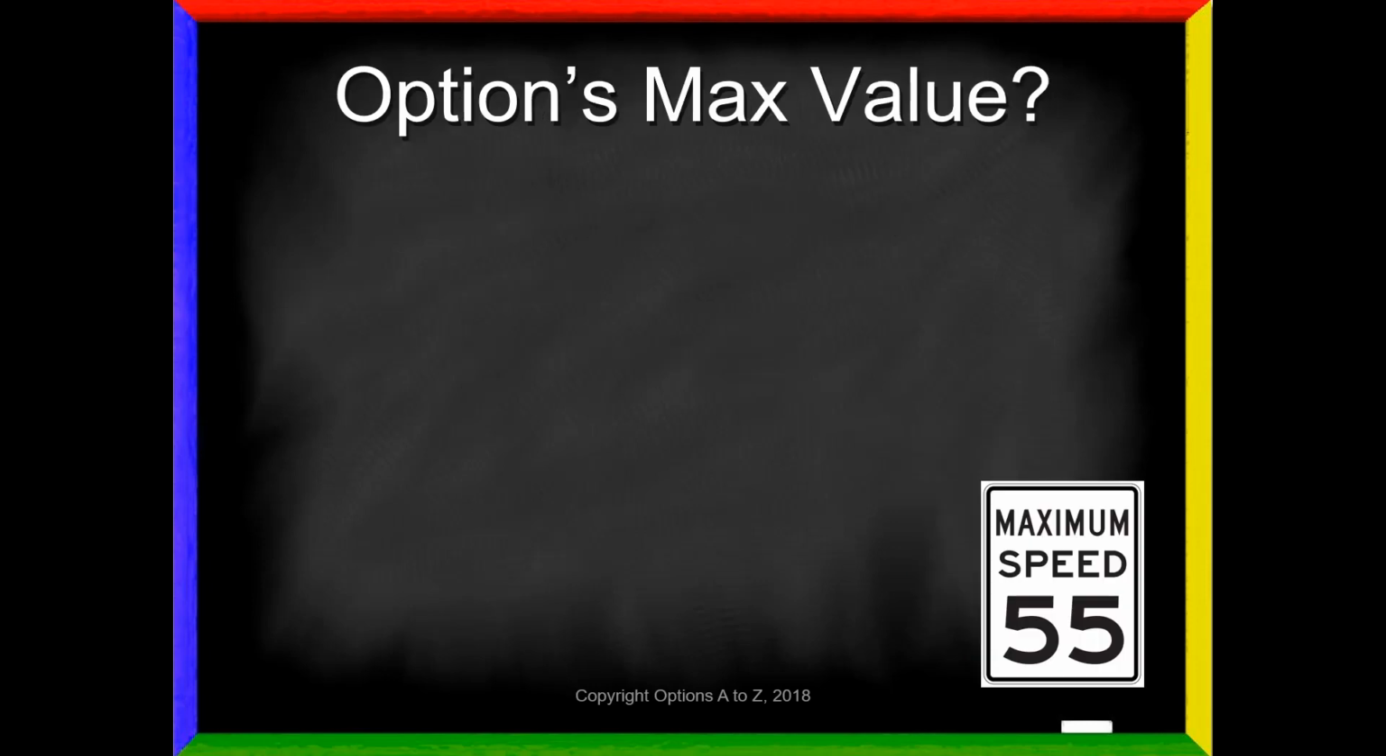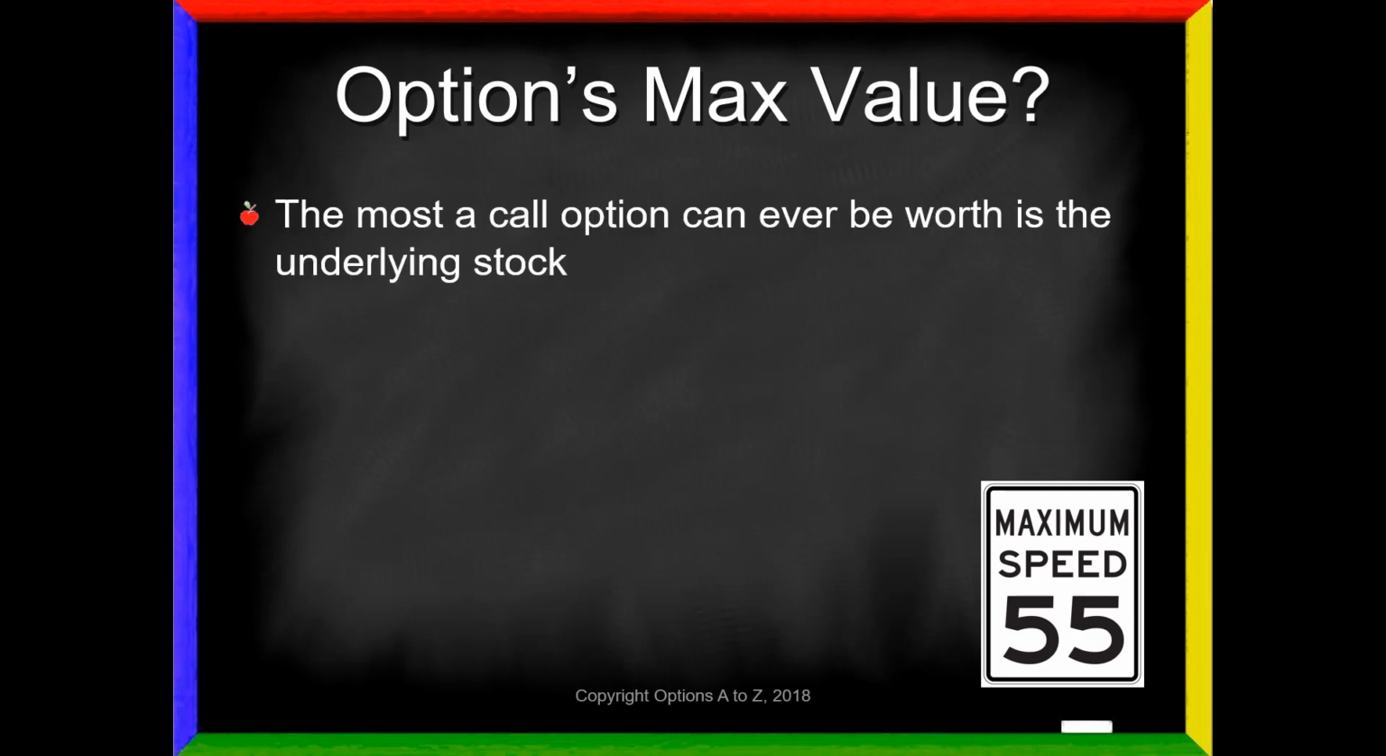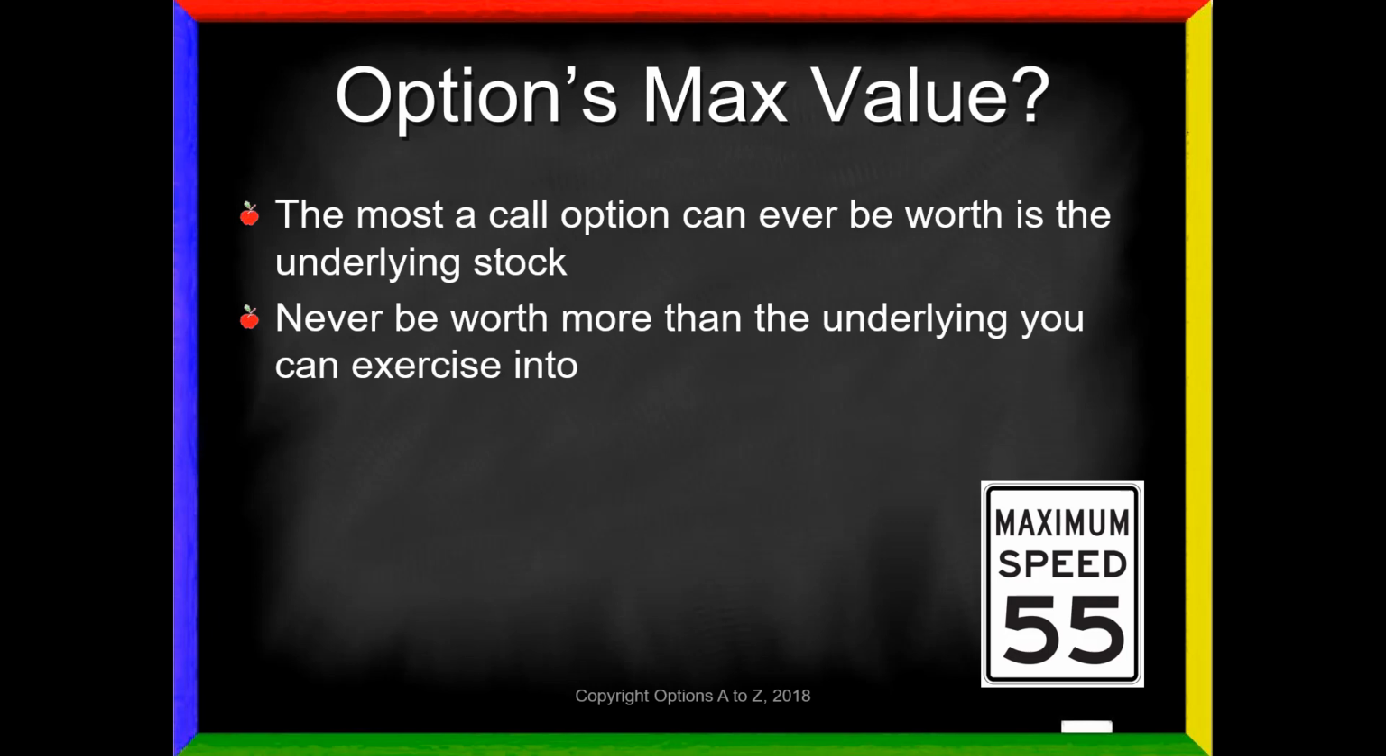So the first thing you have to understand is that in options, maximum value, depending on the calls or puts, there are limits. For the call option, the most a call option can ever be worth is the underlying stock, because it can never be worth more than the underlying that you can exercise into. Think about it. Doesn't matter. Pick a strike. If that stock is trading at 100, the most that option could ever trade for is 100, because it would be stupid to pay 101 for something that's only worth 100. So that's the absolute maximum that a call option could ever be worth.